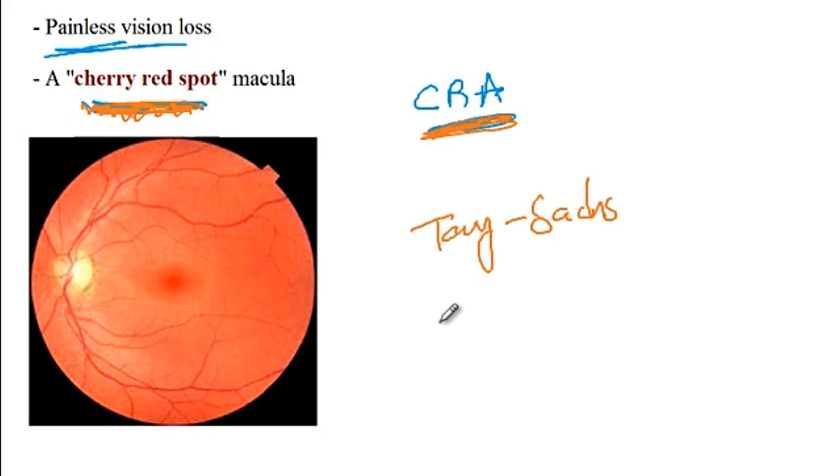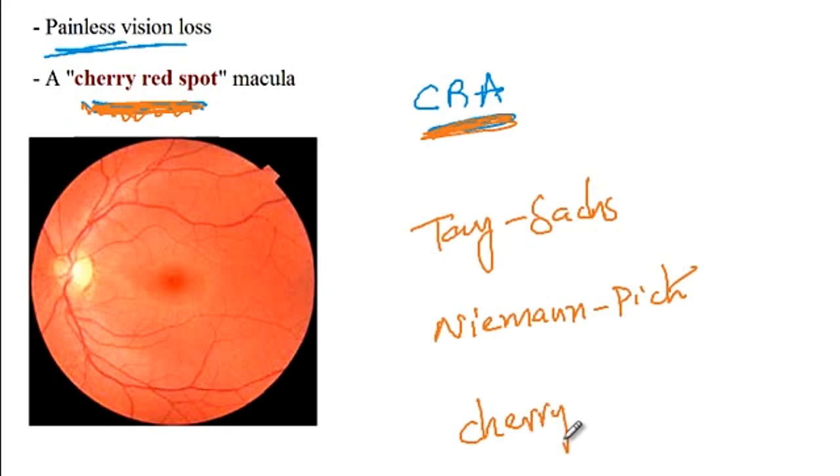Tay-Sachs disease as well as Niemann-Pick. And in case you have difficulty memorizing these 2 disorders, remember cherry red is hyphenated, so is Niemann-Pick and Tay-Sachs. So Tay-Sachs, Niemann-Pick, both of them present with cherry red macular spot.